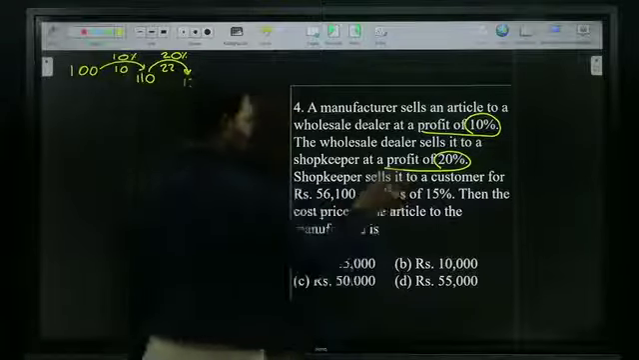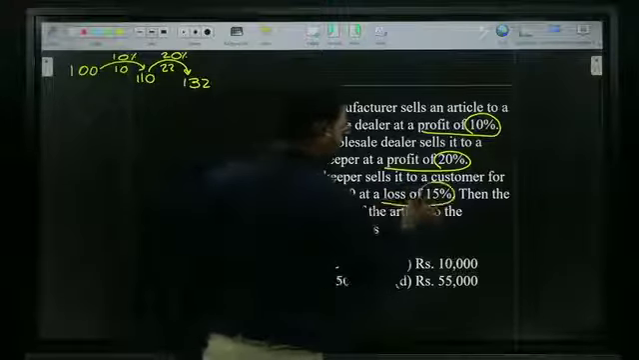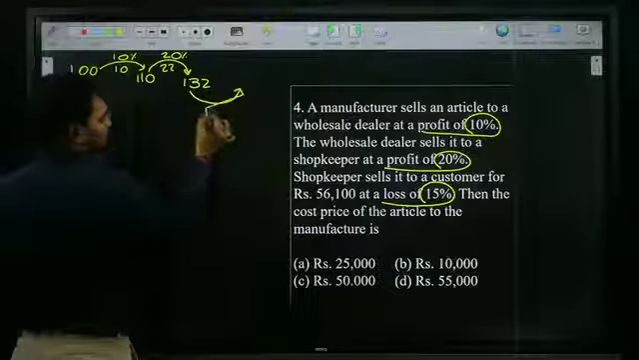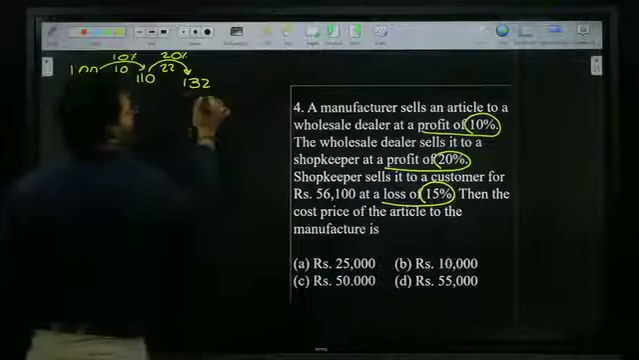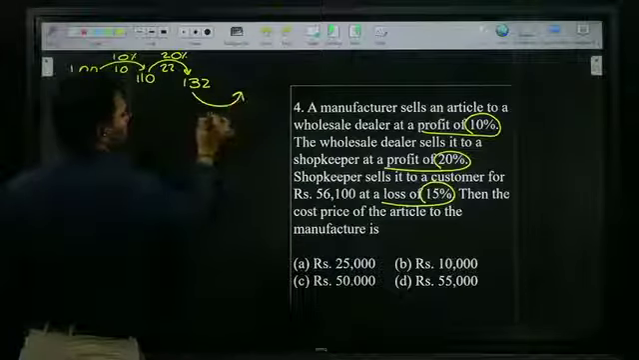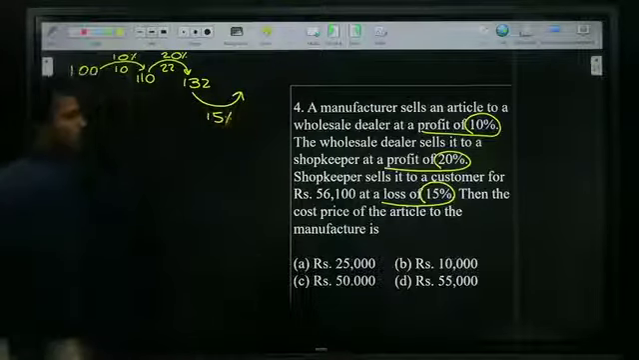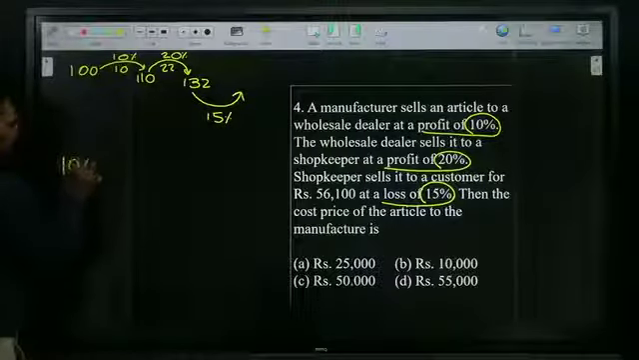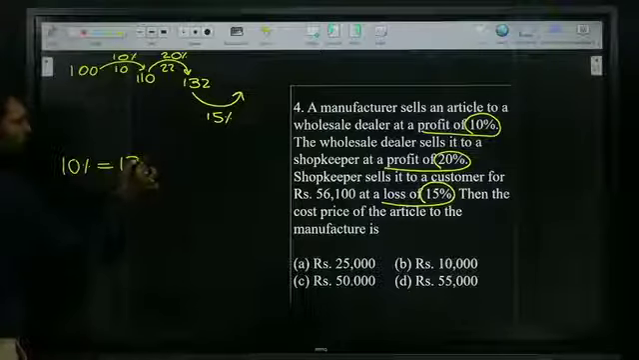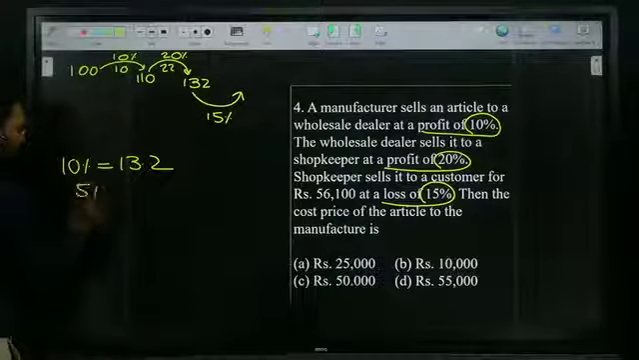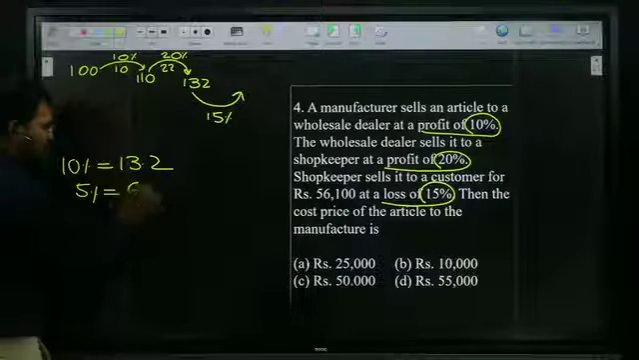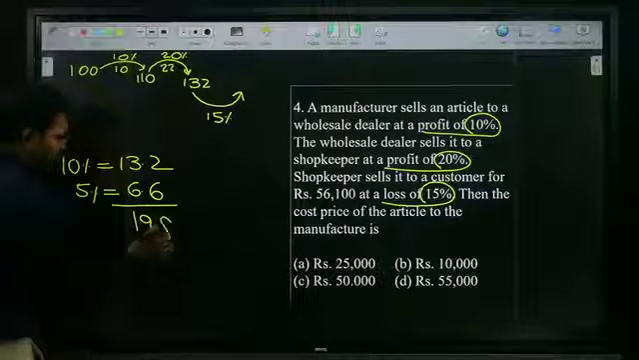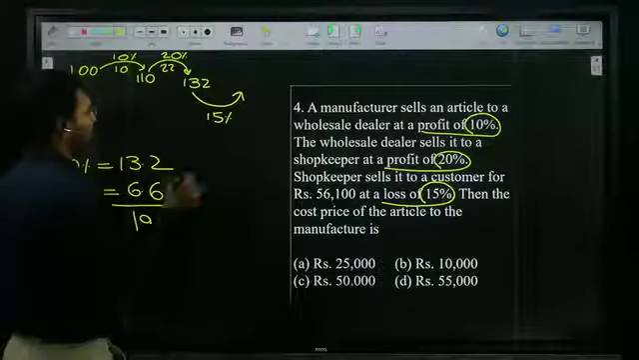The shopkeeper sells to a customer at a loss of 15%. 10% of 132 is nothing but how much? 13.2. 5% is nothing but what? 6.6. Therefore, 15% is nothing but what? 19.8.